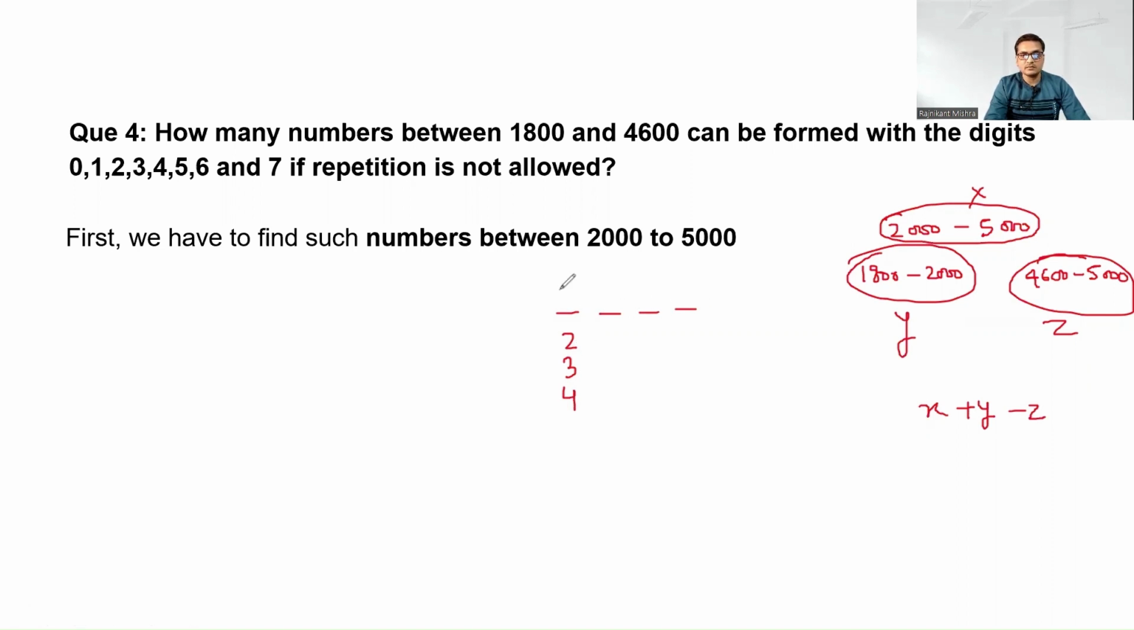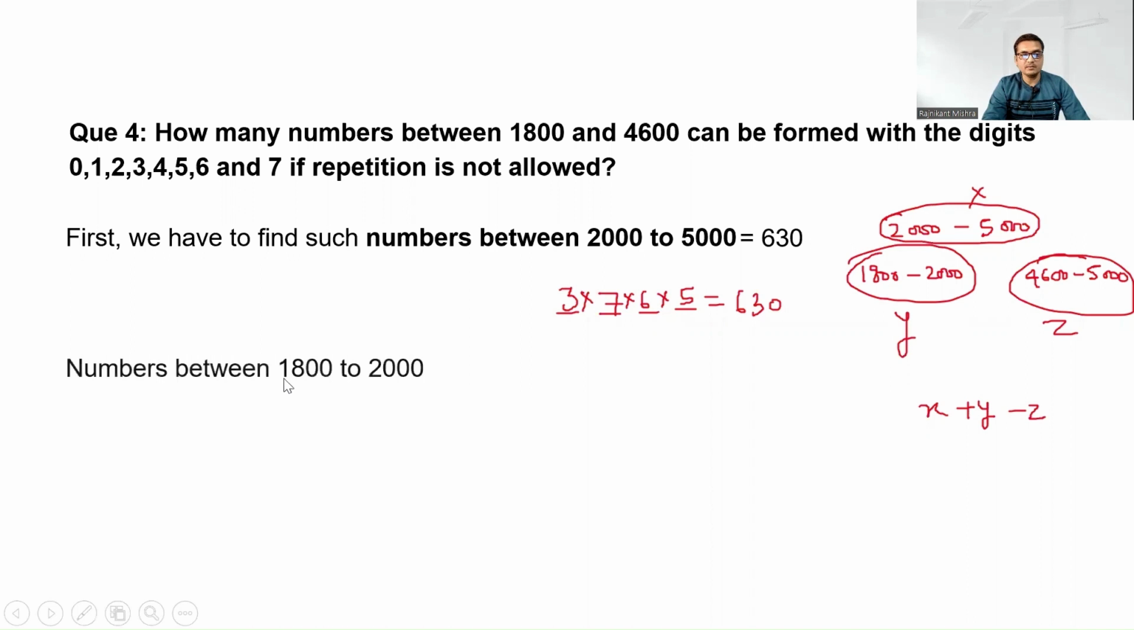4999. So put 3 here. Now one choice is removed. So for hundreds place, we have only 7 options remaining. For tens place, 2 choices are removed. So the remaining number of choices is equal to 6. And for unit place, 3 choices are removed. So number of choices remaining are 5. Now multiply all these numbers. 3 into 7 into 6 into 5 is equal to 630. So total numbers between 2000 to 5000 are 630.